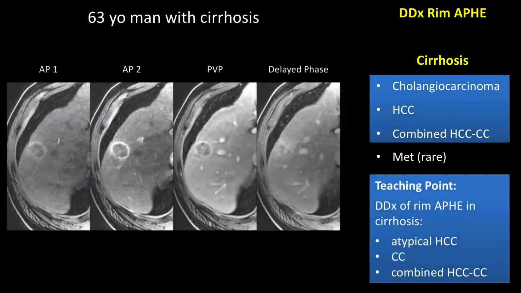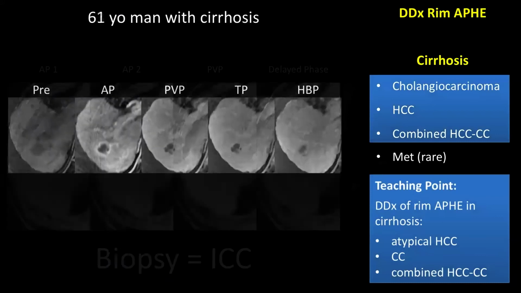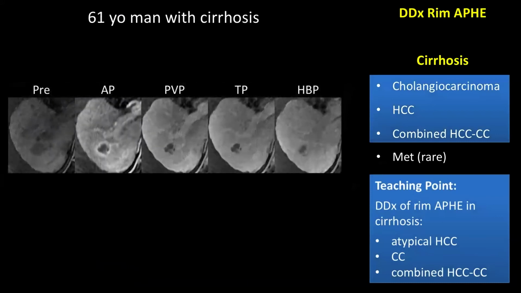How about this patient, a 63-year-old man with cirrhosis? Notice that there's a rim-enhancing lesion in the liver. I know this is a cancer. What cancer is it? Is it a cholangio, an HCC, a combined tumor? I don't know. We have to do the biopsy. We get the biopsy. What was this one? This was a cholangiocarcinoma.